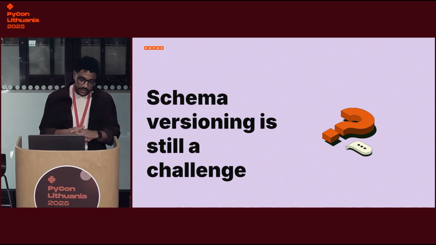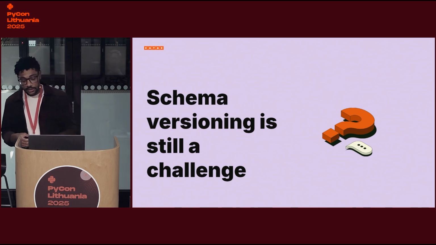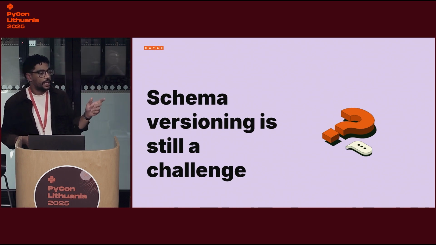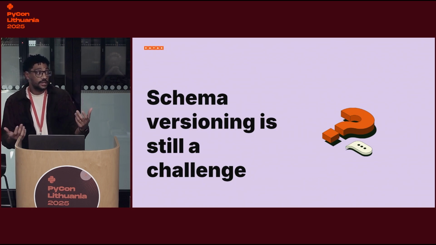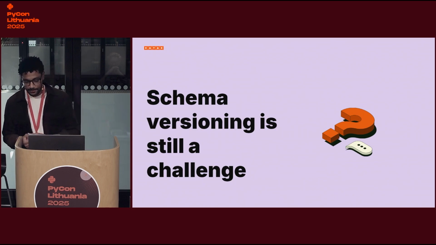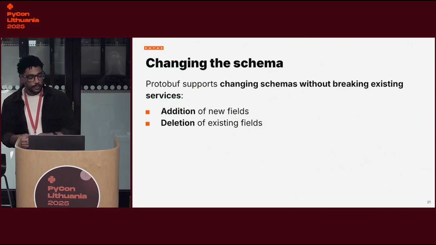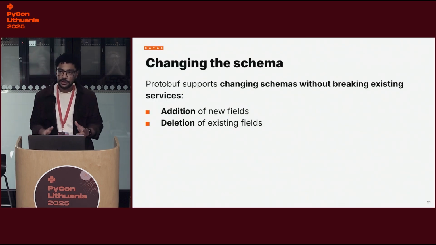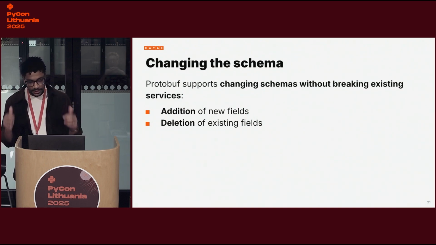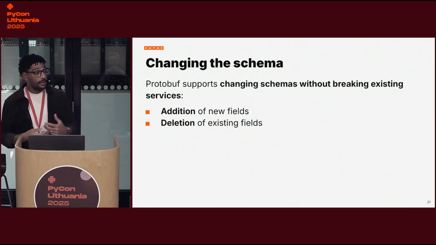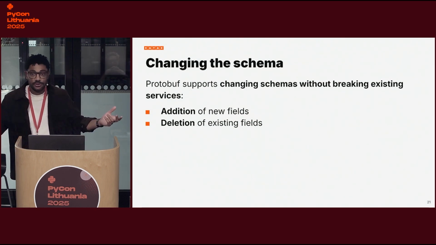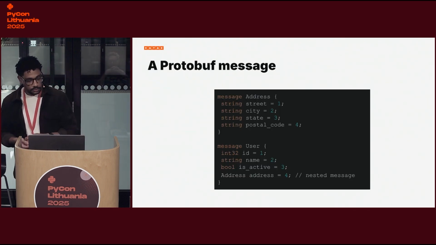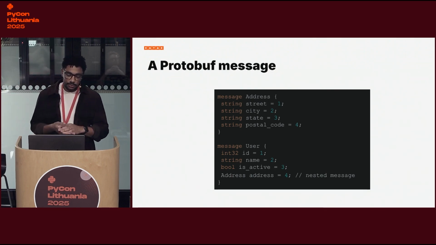But then we also learned that schema versioning is still a challenge. One of the problems we had with flexibility was to know when we had the chance to break the API schema contracts. So we checked the Protobuf documentation, and it says Protobuf supports changing schemas without breaking existing services. Nice, this is what we want. It supports adding new fields, and it supports deleting existing fields. That's what we want. So checking back that Protobuf message.